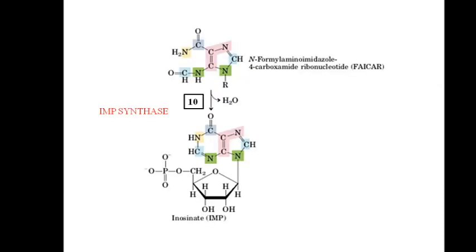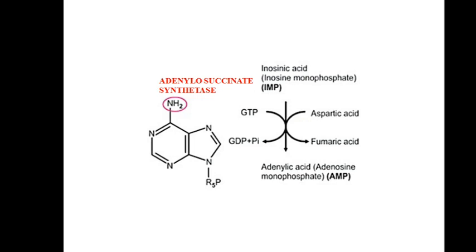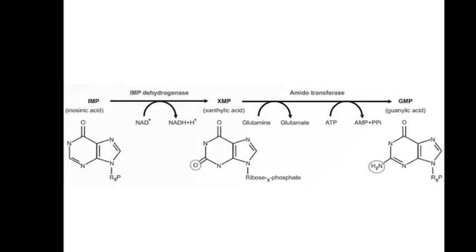The conversion to AMP is a direct step from the IMP with the help of addition of aspartic acid, whereas GMP formation takes place through the intermediate formation of xanthylic acid. That's the difference between the formation of GMP and AMP.